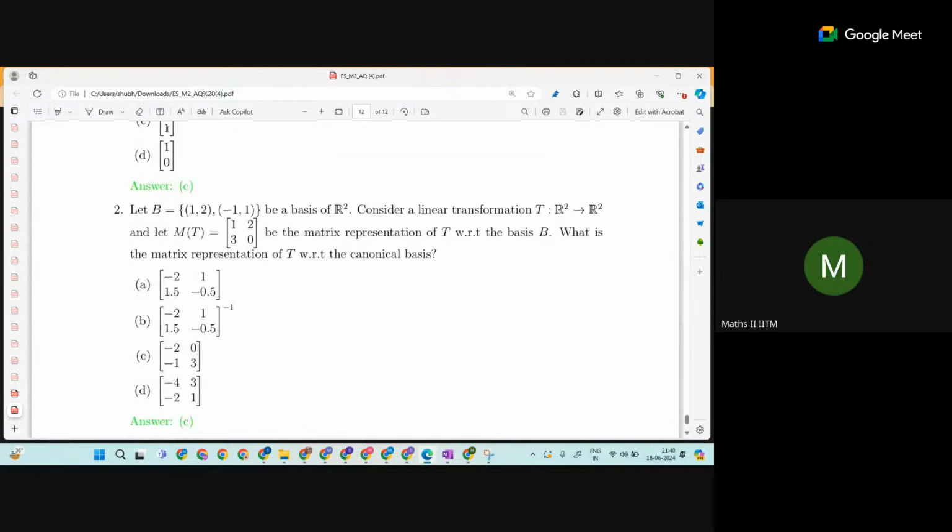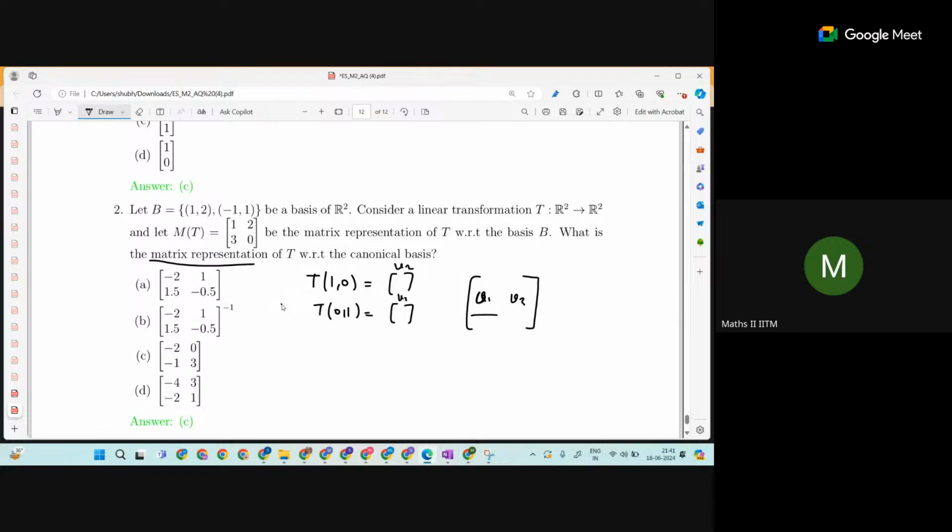Did you try to solve this? This is a good question. It's purposely given to understand the matrix representation. It is asking to find the matrix representation, which means we have to find the image of (1,0) and the image of (0,1). Suppose these are your v1 and v2. This is the problem. Able to understand or not? So when we want to find the matrix representation of T with respect to the canonical basis, canonical is (1,0) and (0,1).